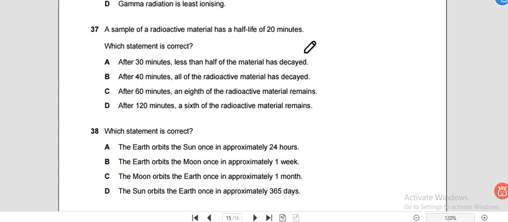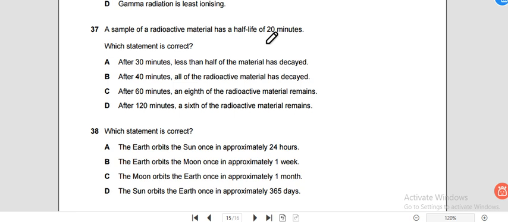A sample of radioactive material has a half-life of 20 minutes. Which is correct? After 30 minutes, less than half of the material decayed. Surely after 20 there will be half of the material decayed, and not less than half. After 40, all of the radioactive material decayed.